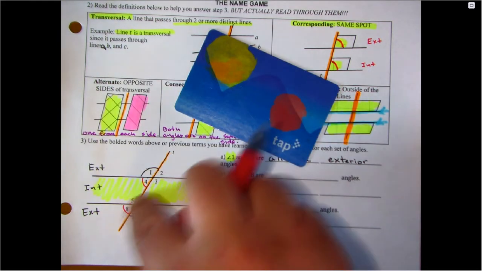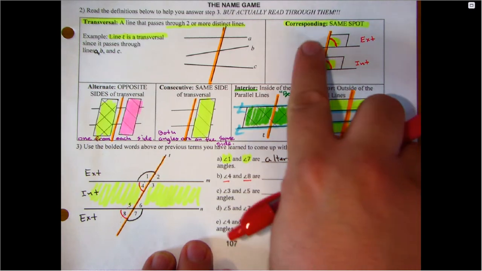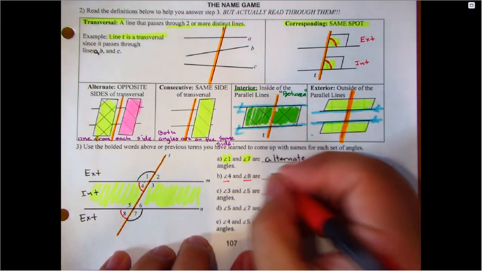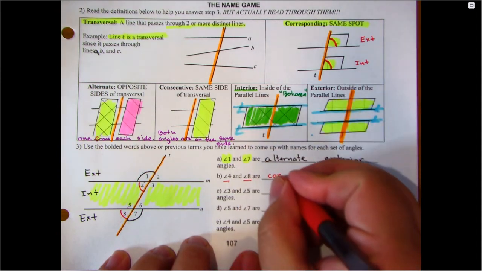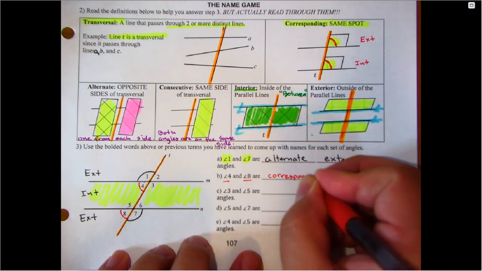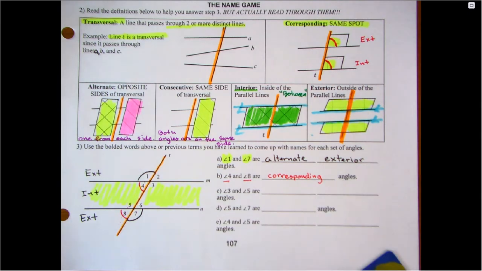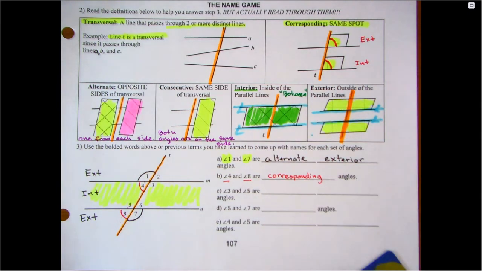So these two, number 4 and number 8, are in the exact same spot. They're in the same location, which makes it corresponding. Notice how there's only room for one word. That's because interior and exterior don't belong here. When you say corresponding, you can't say interior, exterior, because it's one of each. So whenever you say interior, exterior, it's because both angles are interior or both angles are exterior.